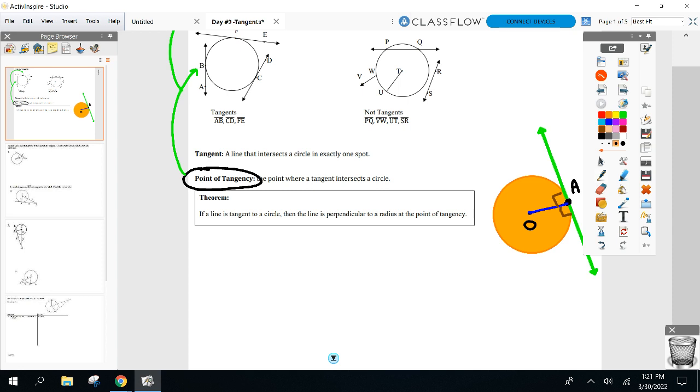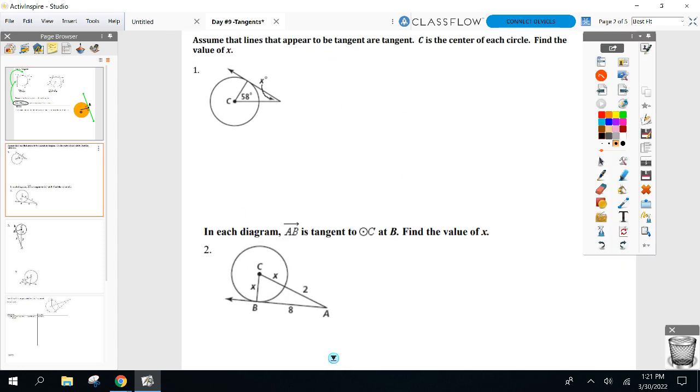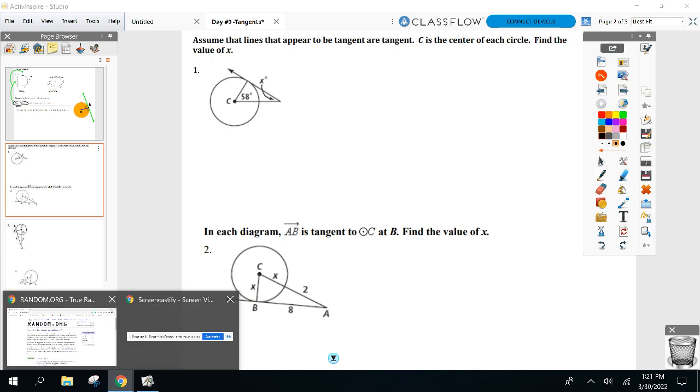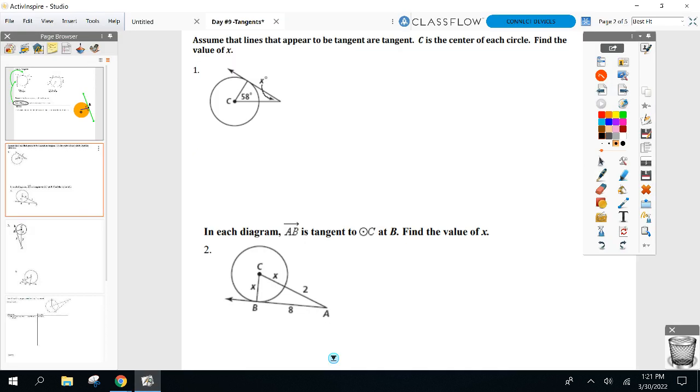All right, let's use it. Get ready. For that first one, assume that line's tangent. Central angle of 58. What's angle X on the outside? Based on what we just talked about, can you guys add something to my diagram, please? What can I add to the diagram? Yep, I can add a right angle right here because this radius is perpendicular to the tangent.